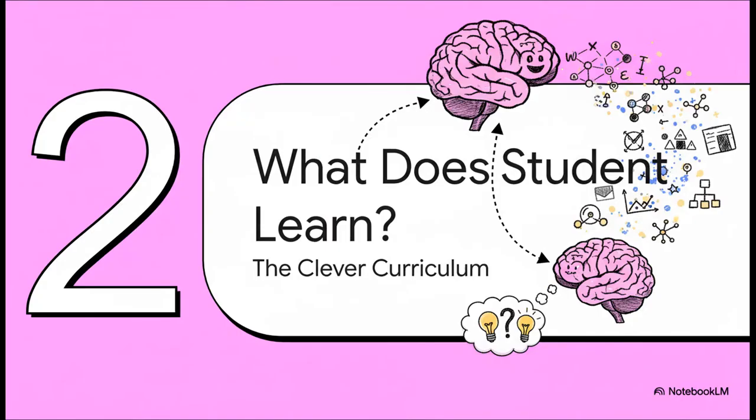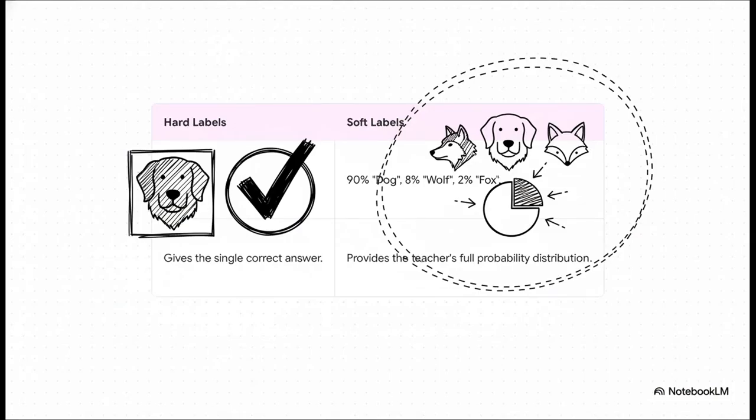All right, so if the big model is the teacher and the small one's the student, what's actually on the syllabus? What is the student learning? This is where the whole process starts to get really, really clever. Okay, so think about two different ways a teacher could answer a question. You could just give the final correct answer. You see a picture of a golden retriever, you say, "That's a dog." Simple. We call that a hard label.